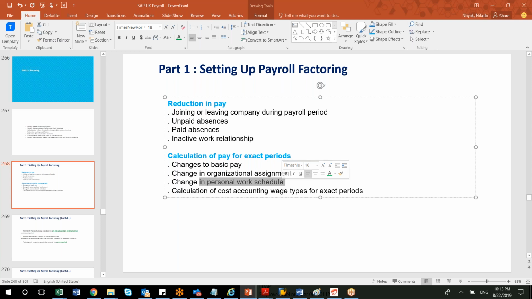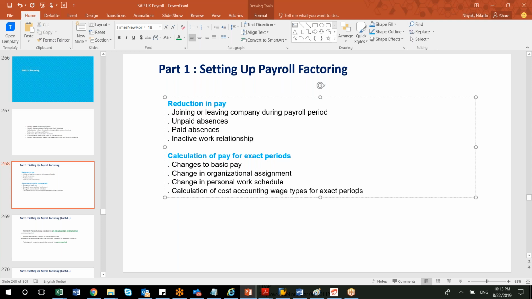There can be another scenario like calculation of cost accounting wage types for an exact period. There can be other scenarios where wage type changes happen, or during the costing related to the finance posting. In this scenario also the payroll factoring will come into the picture. So we have all these scenarios, whenever we have this kind of changes in the employee life cycle or the payroll cycle, then factoring will come into picture. This is just an overall idea of how factoring works and the concept of factoring.